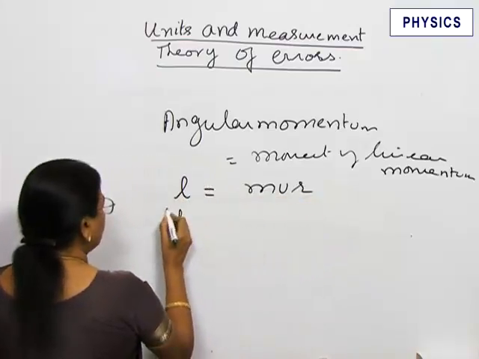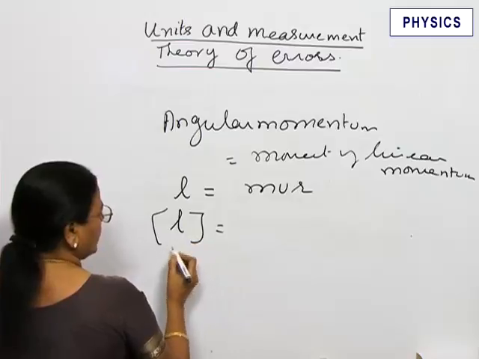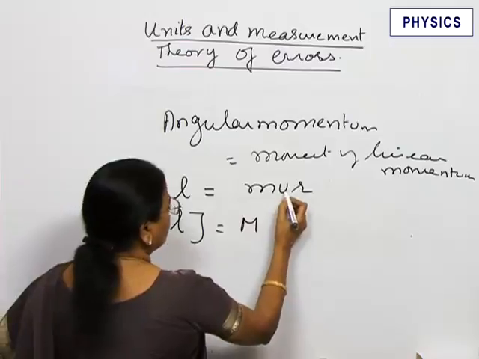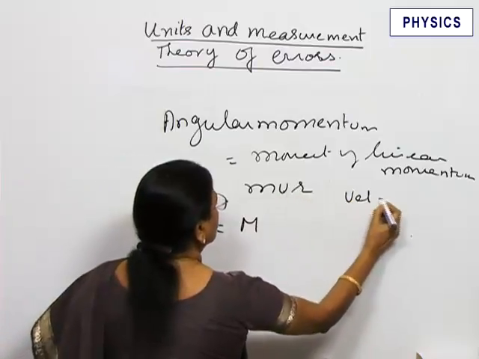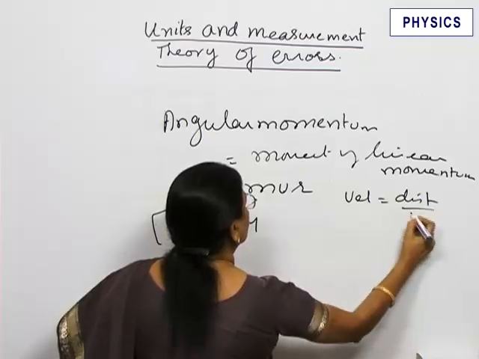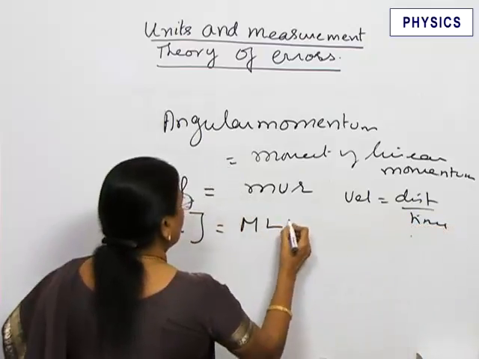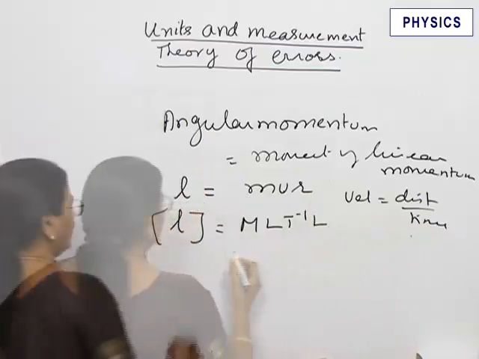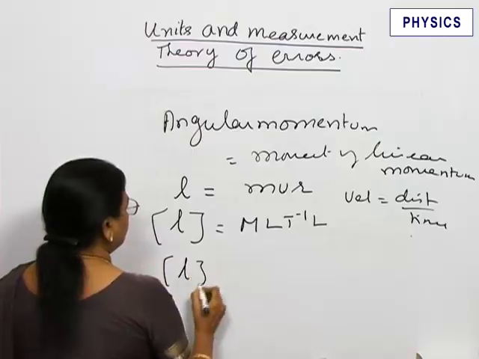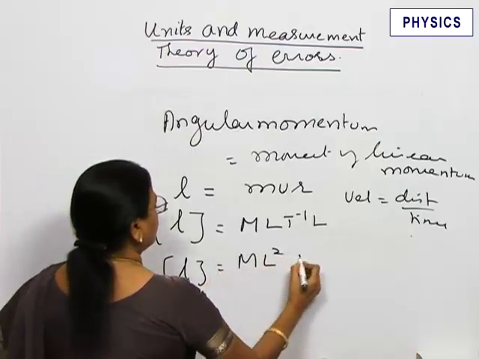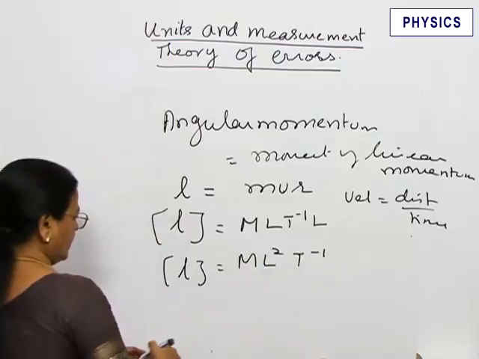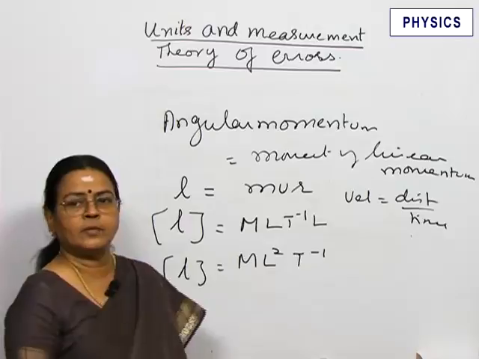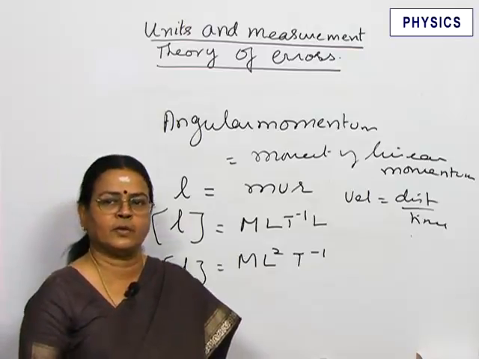Now, let us write the dimensional formula, which you indicate by square bracket. The dimensional formula for mass is M. Velocity is distance by time, so L t minus 1. Distance, r is distance, so L. The dimensional formula for L is M L square t minus 1. In this way, you can find the dimensional formula for different physical quantities.